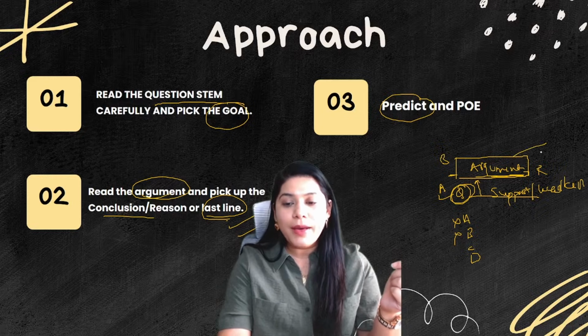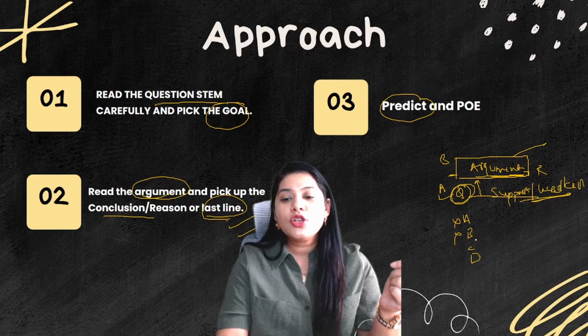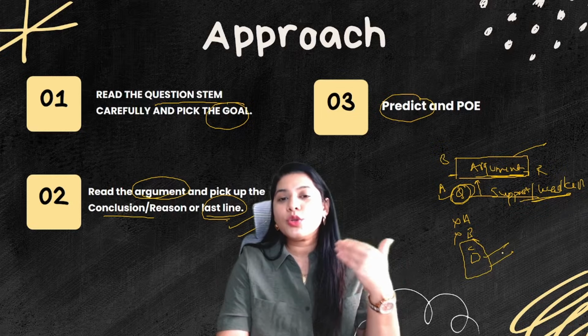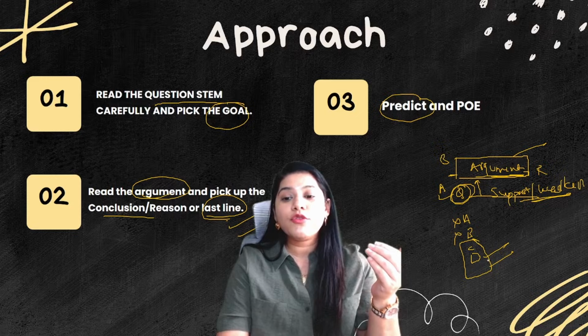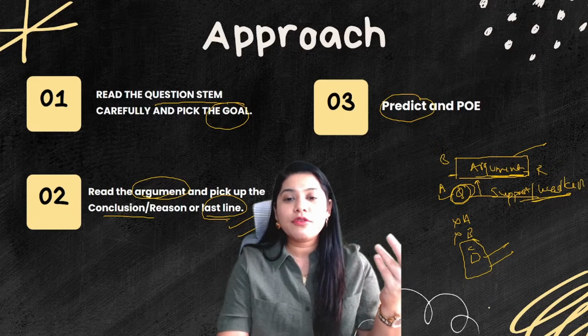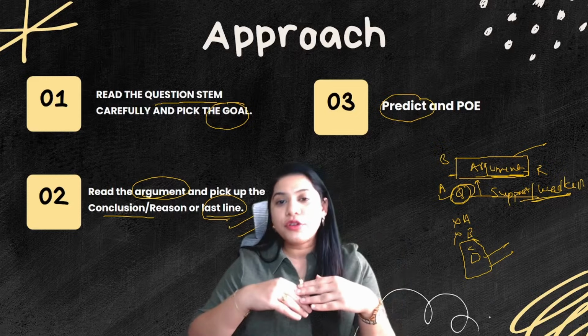And once you've read the paragraph and the question stem, choosing between two options, whichever is more direct to what you predicted, is easier than choosing between four options, because sometimes it can get confusing just because you're reading a lot of information, right?